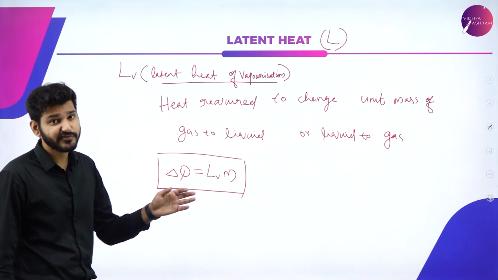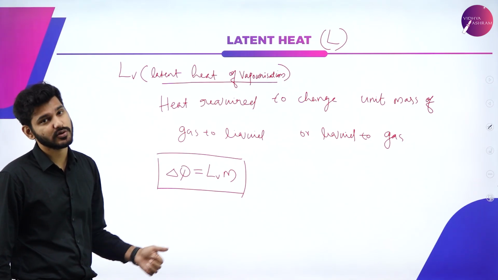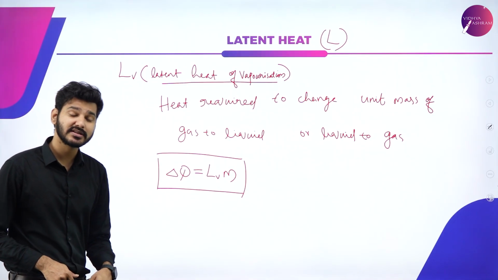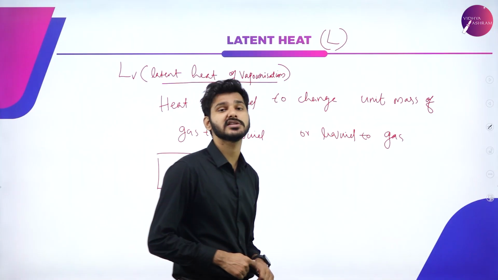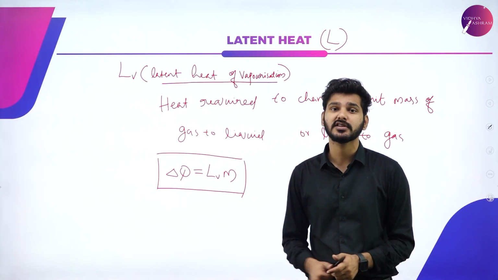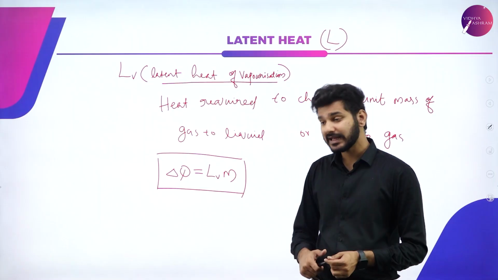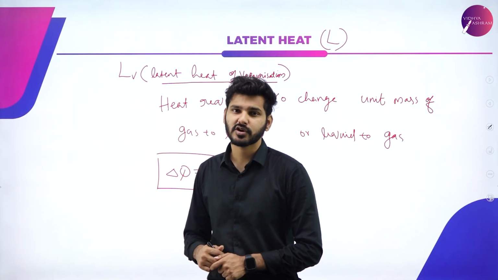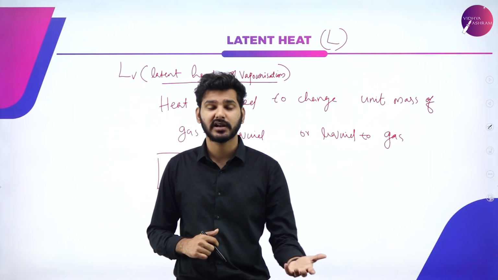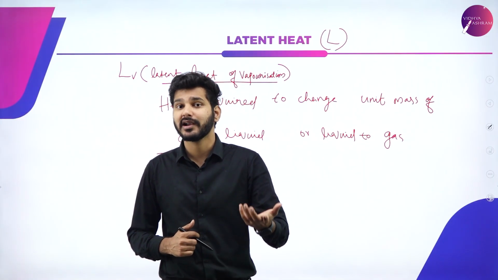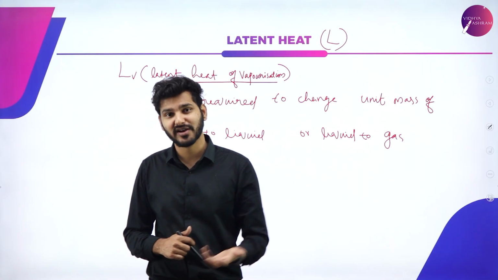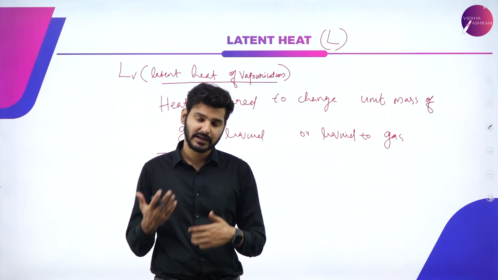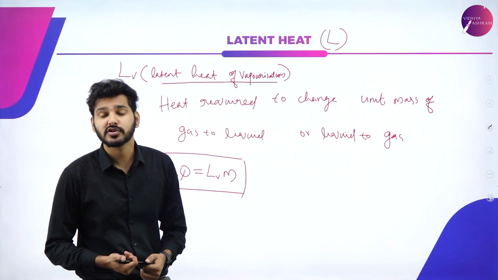So the heat required for conversion of liquid into gas or gas into liquid is known as latent heat of vaporization. Again, the equation is given by delta Q equal to L_V, because it is vaporization, times the mass of the substance that is used. And the latent heat, that is the constant L, depends on the nature of the material you are using. If you are using ice, you'll have one L value. If you're using tungsten, you'll have one L value. If you're using frozen honey, you have another value. So it depends on the nature of the substance you are using.